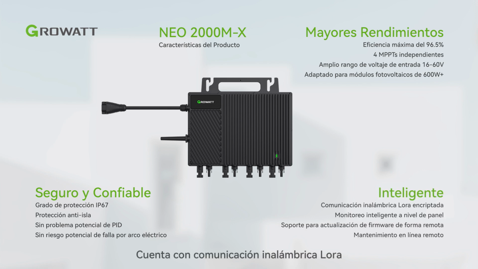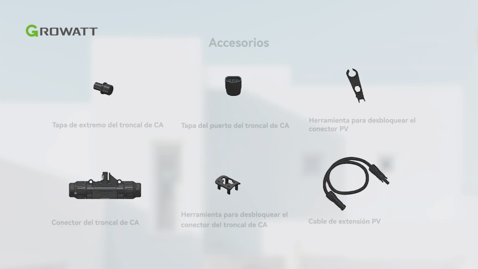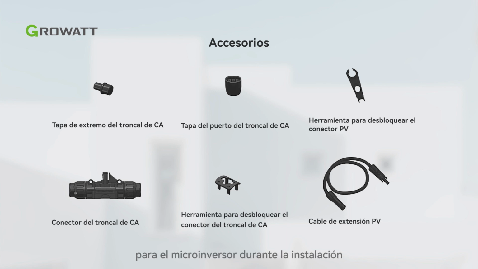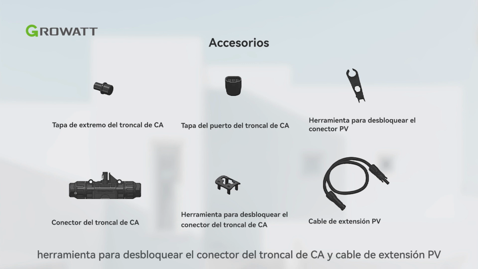It features LoRa wireless communication that ensures stable communication between microinverter and WeLink in various environments, and the max communication distance is up to 100 meters. It supports firmware upgrade and online maintenance remotely. You also need some microinverter accessories when installing: AC trunk end cap, AC trunk port cap, PV connector unlock tool, AC trunk connector unlock tool, and PV extension cable.